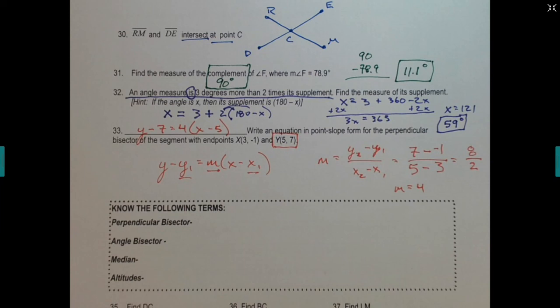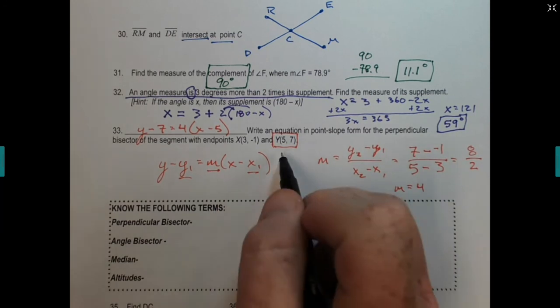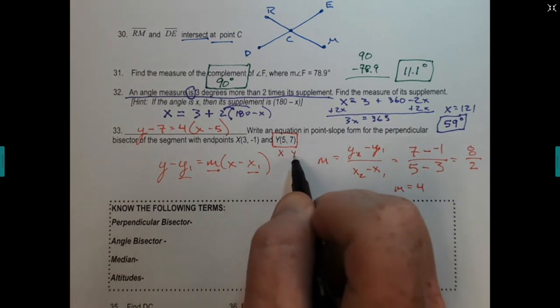Shouldn't it be 3? No, you have to plug in 1 point. You have to choose an x and a y from 1 point.